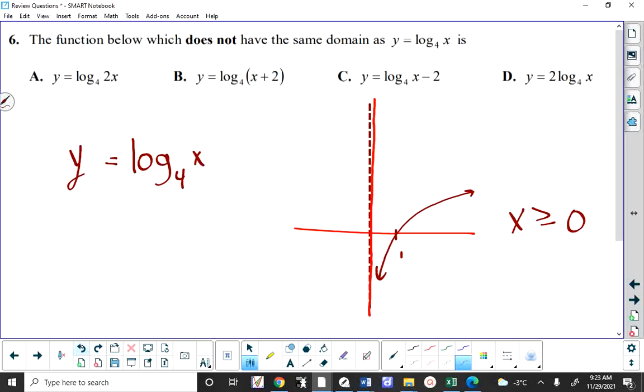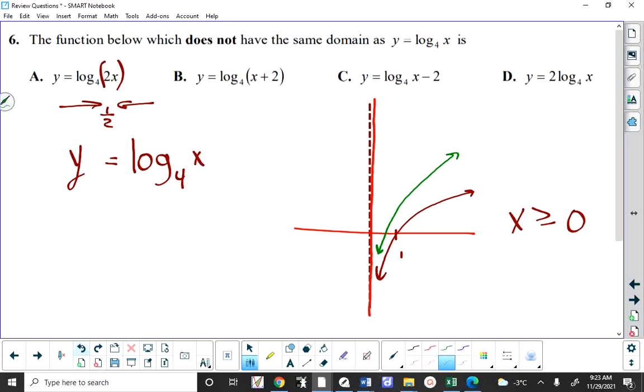So if I multiply x by 2, what I'm doing is introducing a b value of 2, which means in choice A, things are stretched horizontally by a factor of a half. That's not going to move the asymptote. It's going to end up looking something like that, but the domain will still be correct.